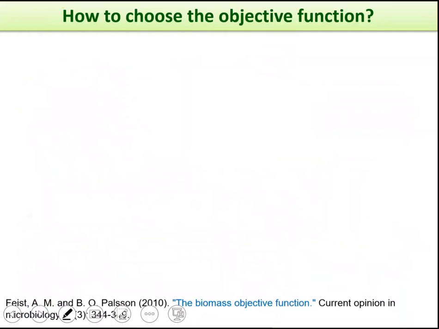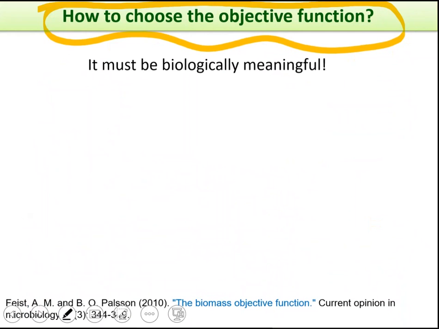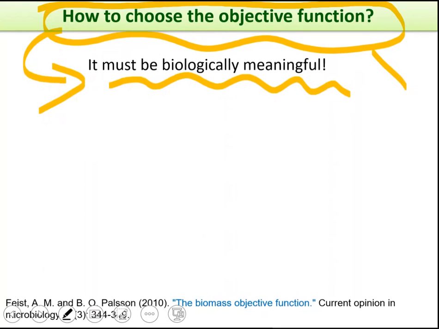So, then the question is, how will we choose our objective function? There are many unknowns. Which one will we maximize, or which one will we minimize? Will we maximize only one of them? Will we maximize the sum of 5 of the unknowns? Will we maximize the difference of 2 unknowns? There are many alternatives. The answer is, the chosen objective function must be biologically meaningful.